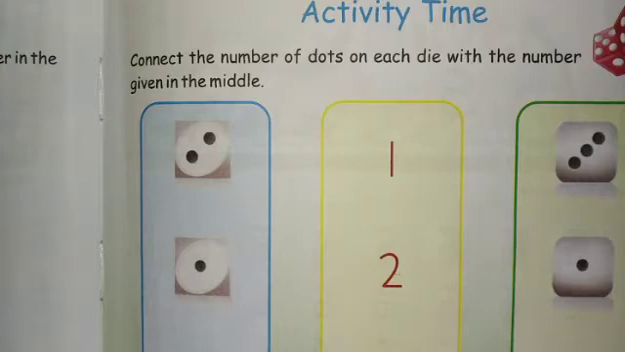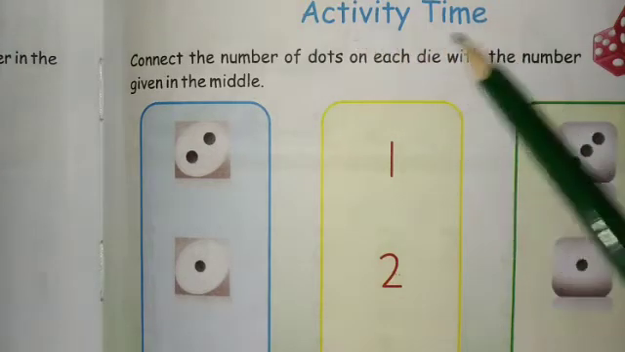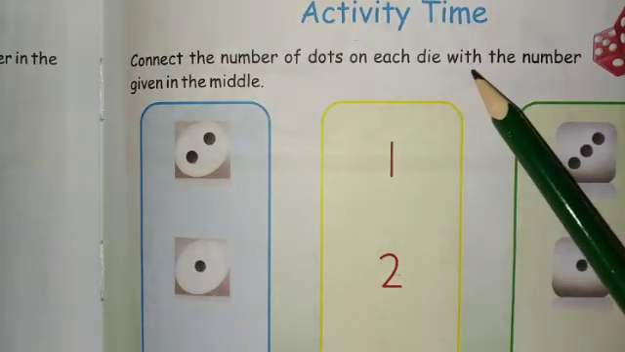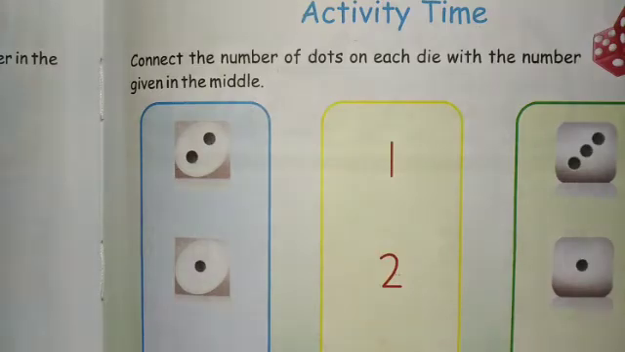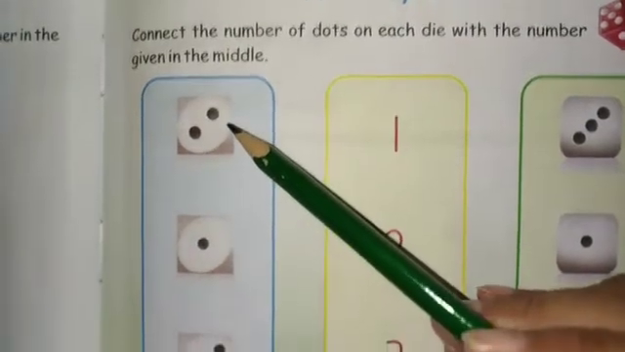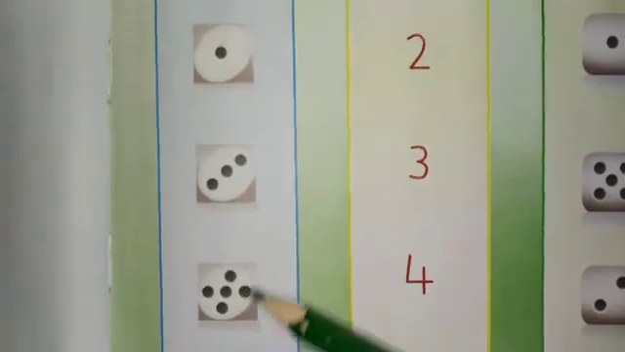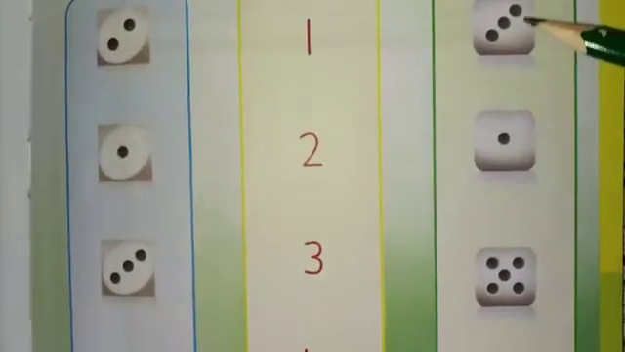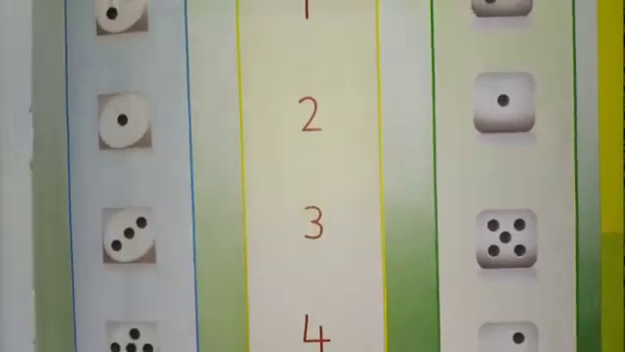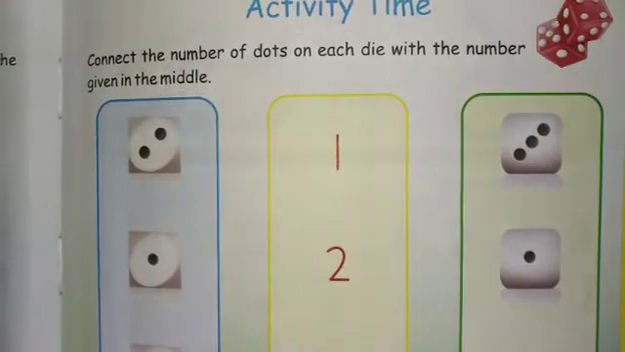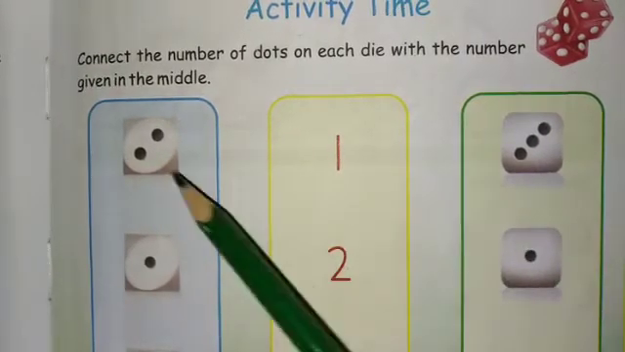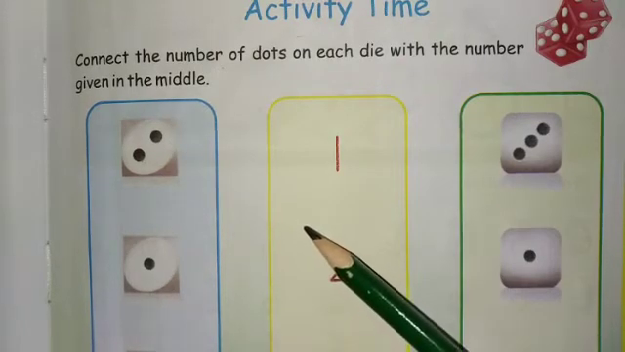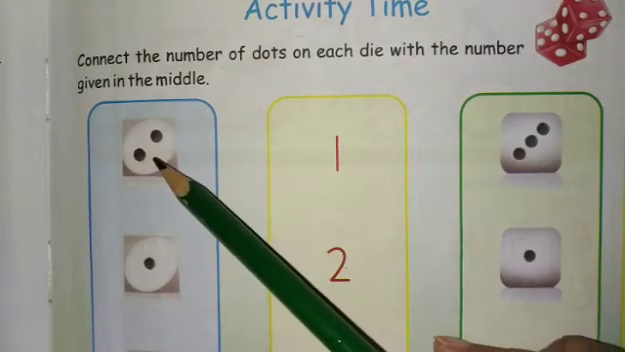Now let's move on to page number 9. Activity time. Connect the number of dots on each die with the number given in the middle. You can see so many dice here, okay? And there are numbers written here. You can see, and this side also you can see so many dice. So what you have to do, you have to connect the number of dots on each die with the number given in the middle. So let us start.